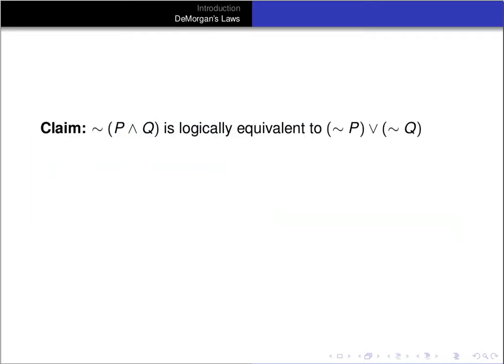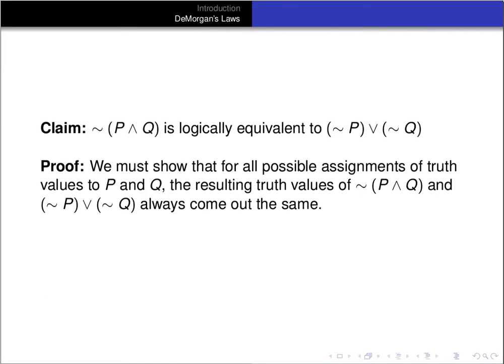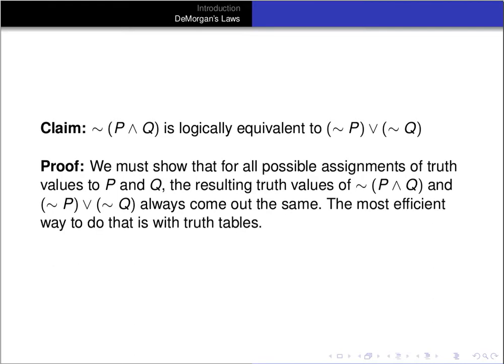So how would we prove this theorem? Well, to prove it, we're just going to look at truth tables. So our first claim is that the negation of P and Q is logically equivalent to the statement not P or not Q. Okay, so we have to show that for all possible truth assignments of truth values to P and Q, the resulting truth values of the statement not (P and Q) and the statement not P or not Q always come out the same. Okay, and again, truth tables are the way to do that because simply they organize the information properly. It's the most efficient way to do it.